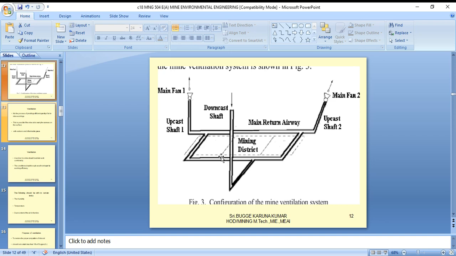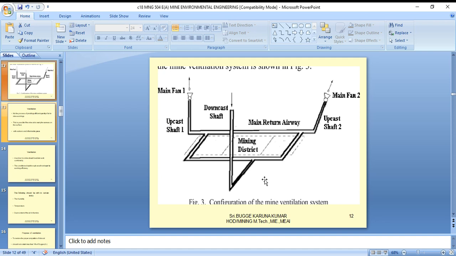If the quantity is less, more pressure is required to go long distances. In some places, more quantity is required instead of pressure. Such conditions are handled by auxiliary applications such as booster fan installations, and the foul gases are included in the return air to the upcast shafts. So this entire ventilation network system is the key pattern for workmen to work comfortably and satisfactorily underground, and we can expect good results.